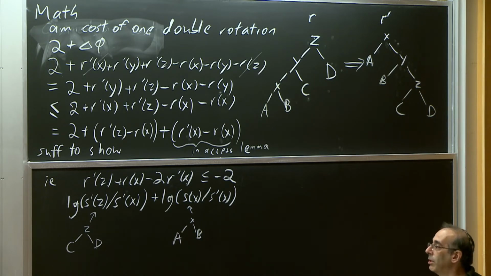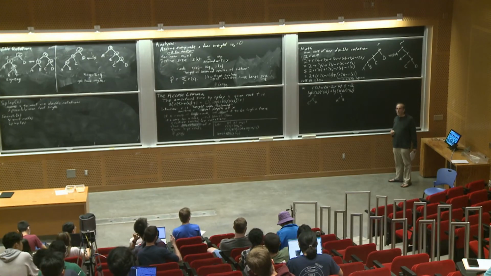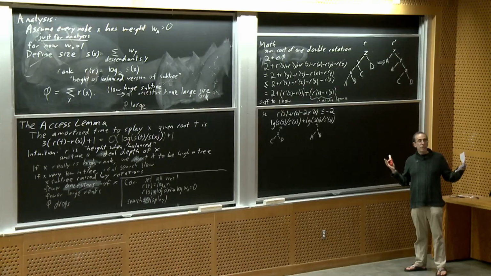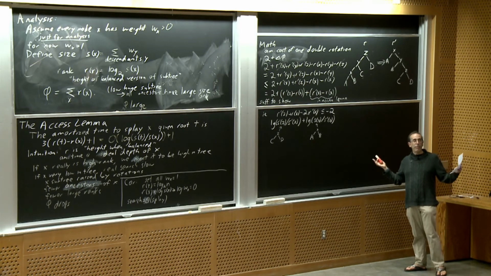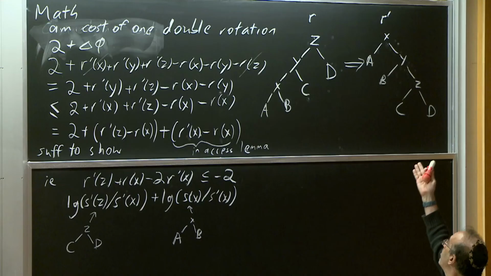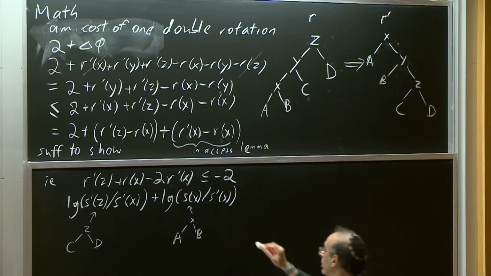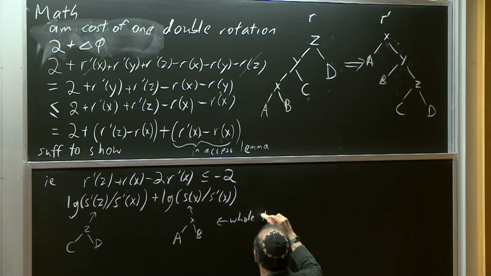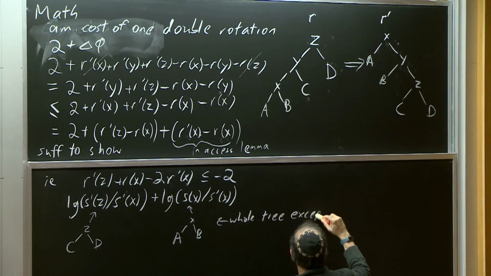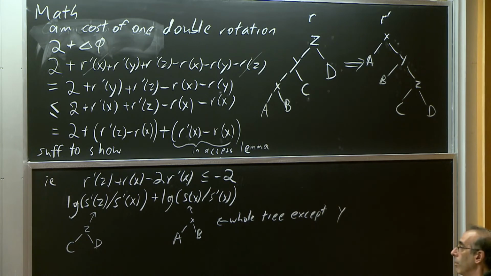So what is noticeable about these two subtrees? They add up to make all the nodes except x, y, and z. Exactly. They're disjoint. They're basically the two halves of our entire tree, aside from the root node. They're everything except for y. Whereas s prime of x, again, this is x after the rotation, so that's the whole tree.